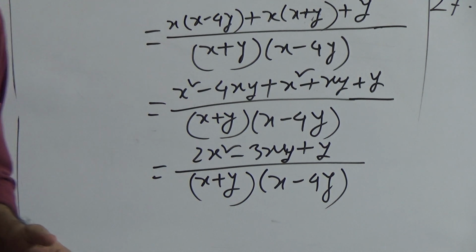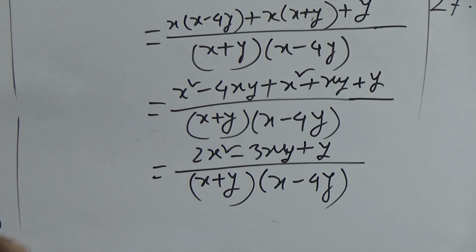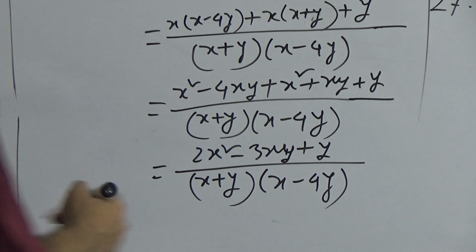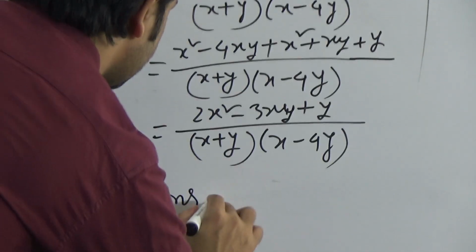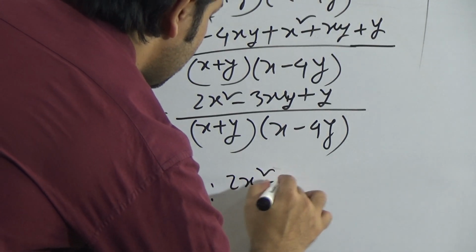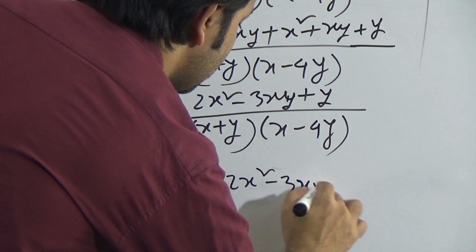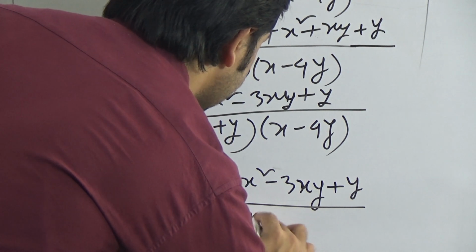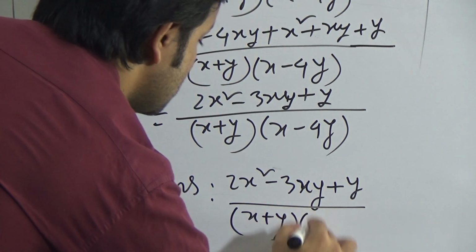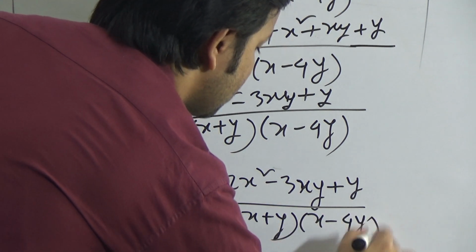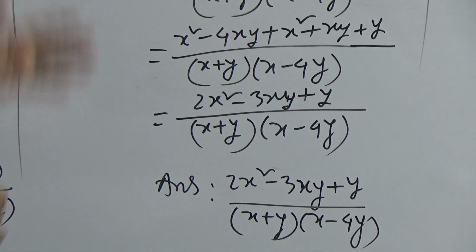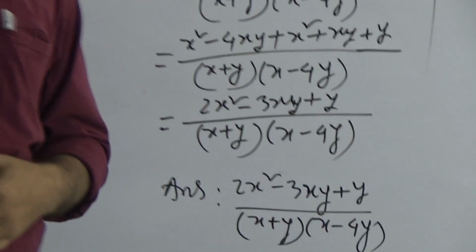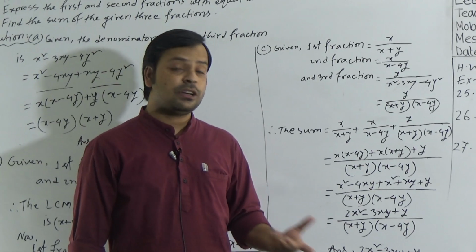Okay, dear students, I hope you have understood. So our answer of question C is y divided by x plus y into x minus 4y. Okay, dear students, I hope you have understood our today's lecture.